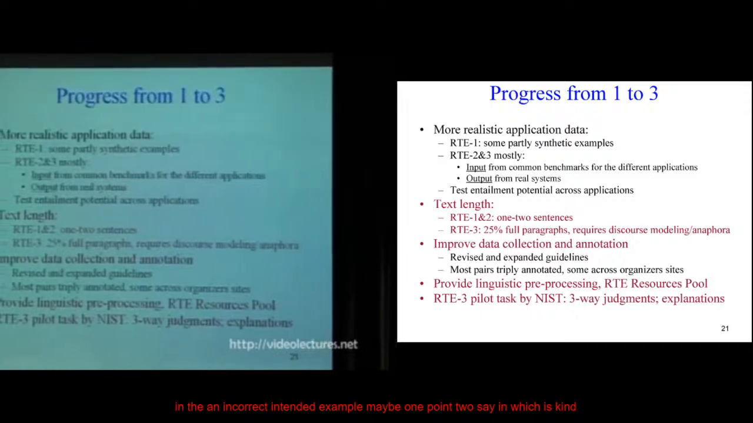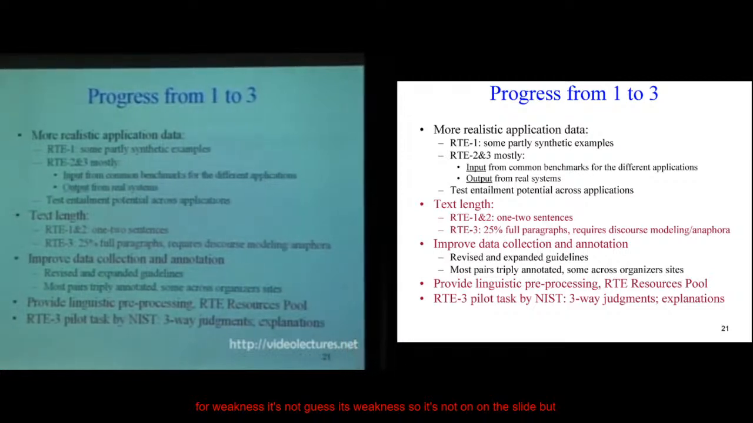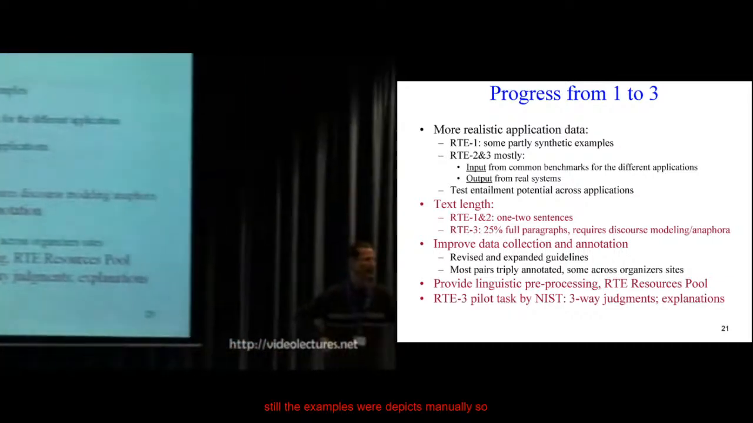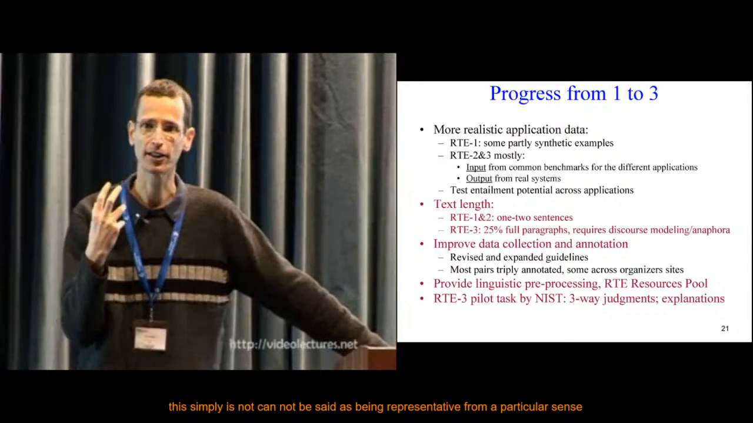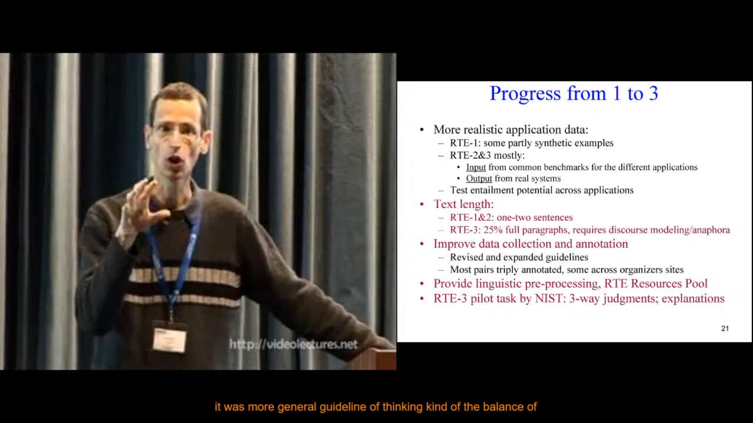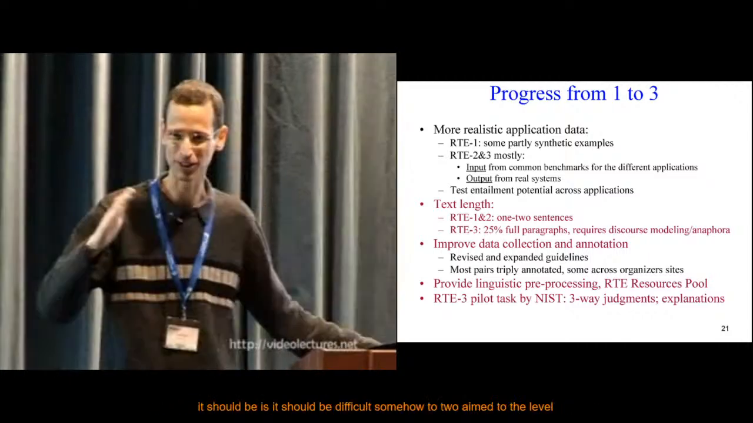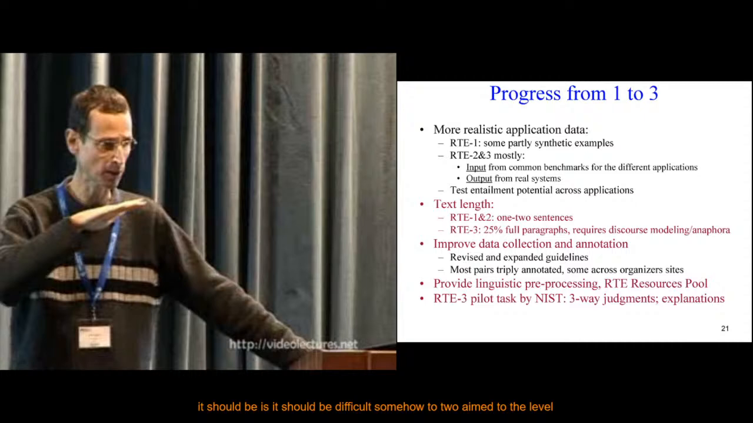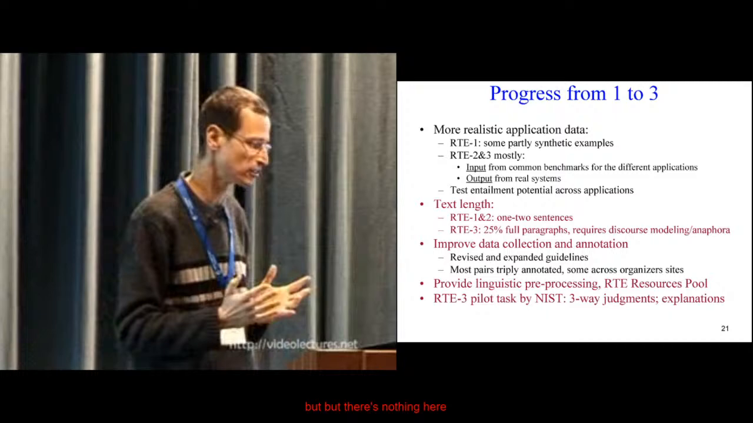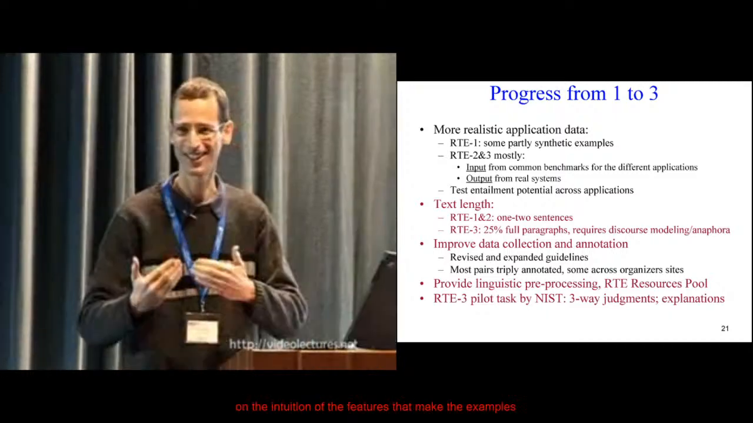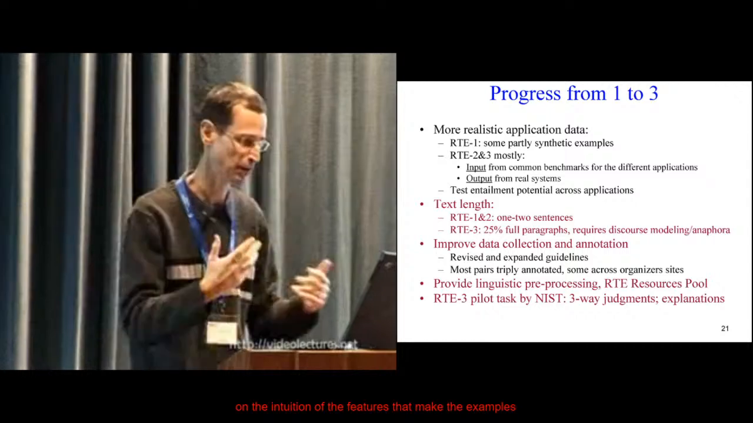Maybe one point to say, which is kind of a weakness, so it's not on the slide, but still the examples were picked manually. So the sample cannot be said to be representative in any particular sense. It was more a general guideline of picking a balance of harder and easier examples, not too difficult, because as Michel was saying, it shouldn't be too easy, it shouldn't be too difficult. Somehow to aim at the level of state-of-the-art, so it will be relevant for state-of-the-art systems and research. But there's no principle here to guarantee that. It relies on the intuition of the annotators that pick the examples.